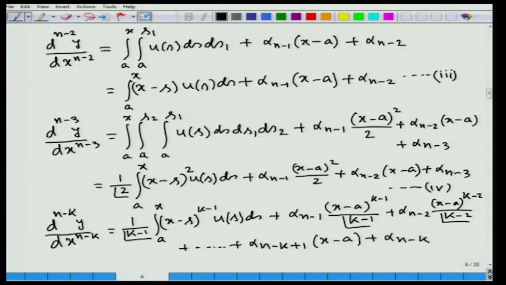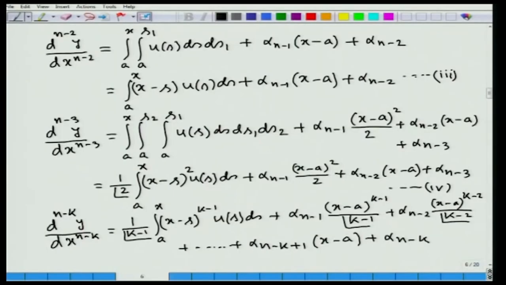So, here it was alpha n minus 3 when we have the n minus 3th order derivative of y on the left hand side. Here it was alpha n minus 2, the last constant term, where on the left hand side we have the derivative of n minus 2th order. So, in case of n minus k, the last constant will be alpha n minus k. We call this expression 5.